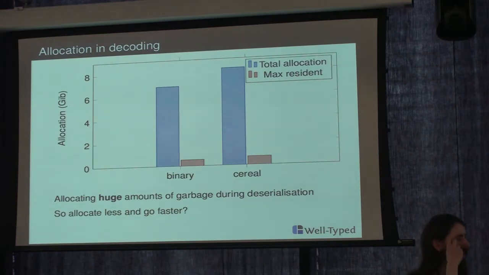A question over here? How do you measure this? How do I measure this? This is just from running the program with plus RTS -S. It gives you the time it spent in GC, the time it spent in the mutator, and the total amount of allocation and the maximum residency. That's all just on the command line from plus RTS dash S.